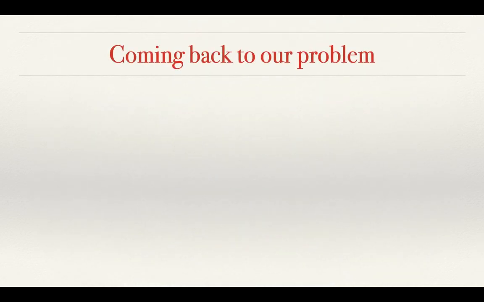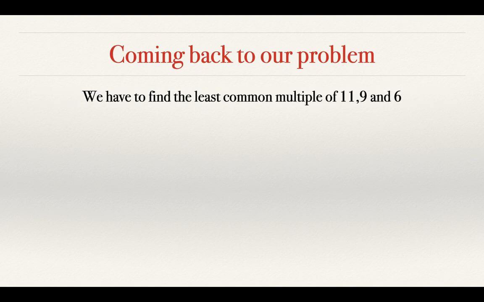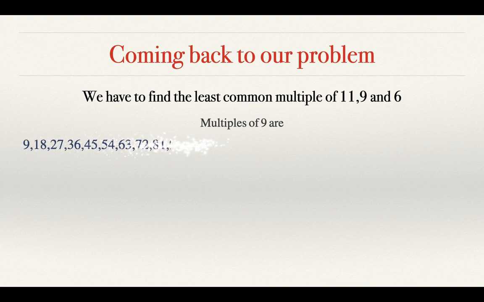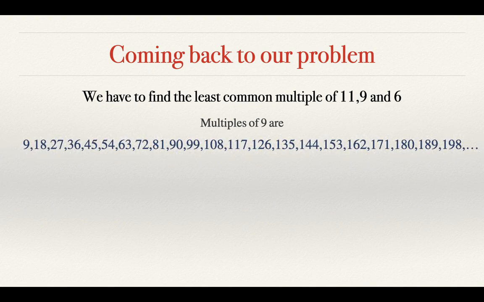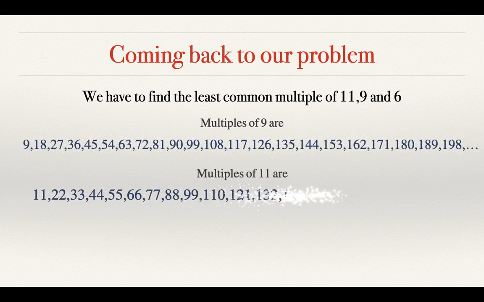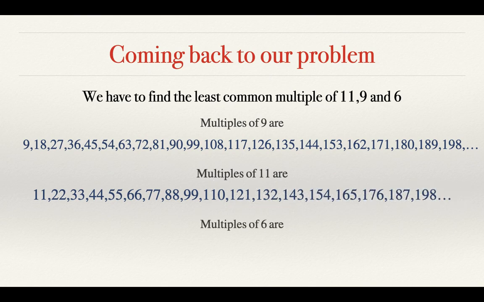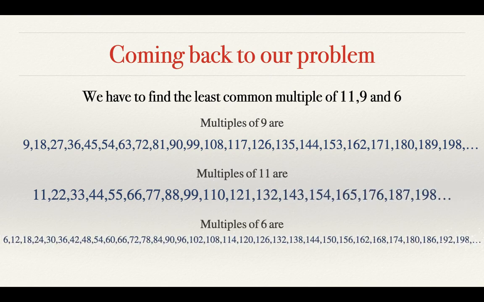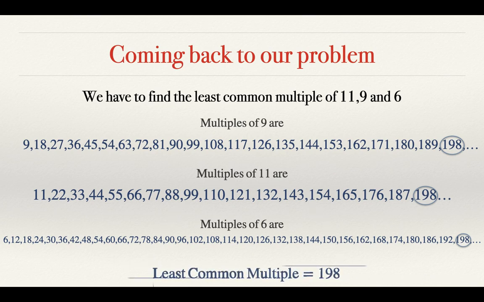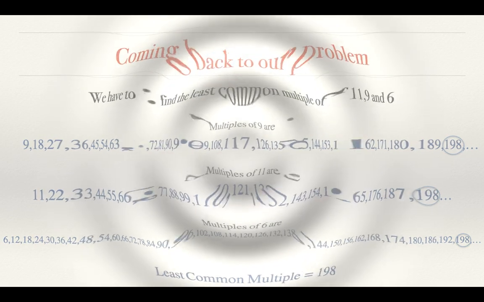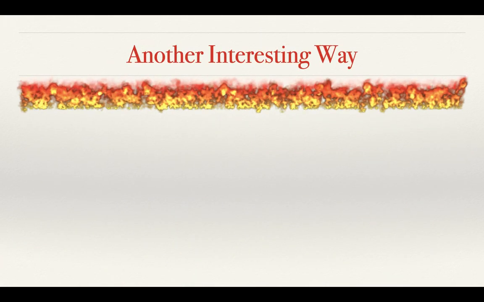Now coming back to our problem. We were asked to find the least common multiple of 11, 9 and 6. So we will do the same thing. We will list the multiples of 9, we will list the multiples of 11, we will list the multiples of 6. After doing that, we get the least common multiple of 11, 9 and 6 as 198. Now this is a very boring and a long process. Let's see one interesting way.